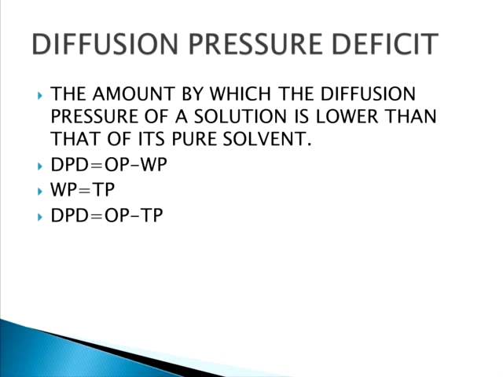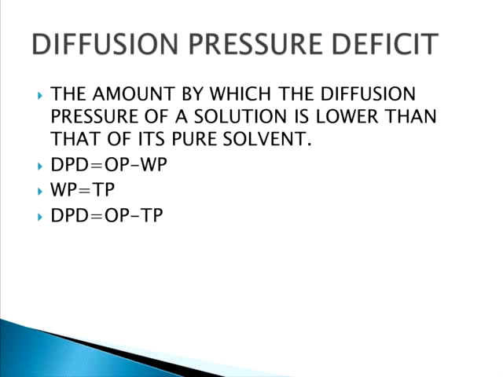So, the amount by which the diffusion pressure of a solution is lower than that of its pure solvent is known as its DPD, diffusion pressure deficit, which is equal to OP minus WP, that is osmotic potential minus wall pressure, and all of you know that wall pressure is equal to turgor pressure, so DPD will be OP minus TP. DPD will be equal to OP minus TP.